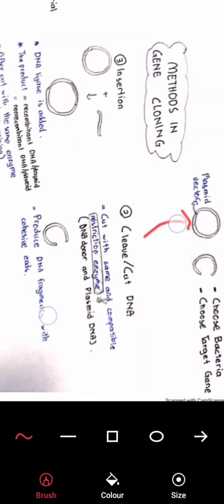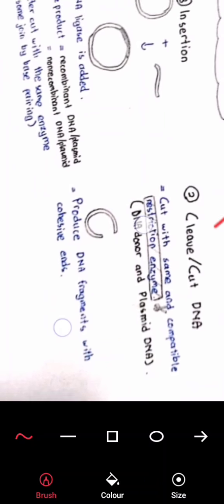And number 2 is cleave or cut DNA. In this step, we will cut the DNA donor and plasmid DNA with the same and compatible restriction enzyme. At the end of this step, you will produce DNA fragments with cohesive ends.